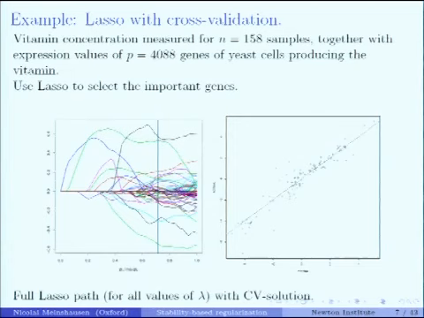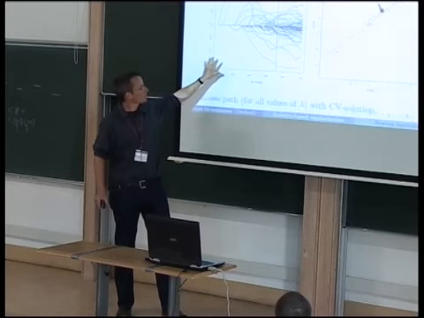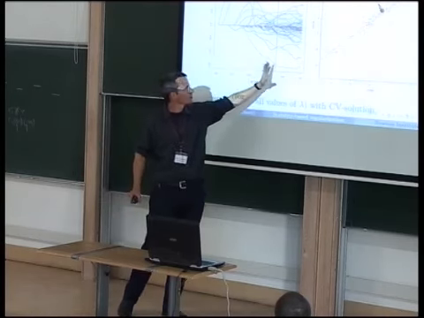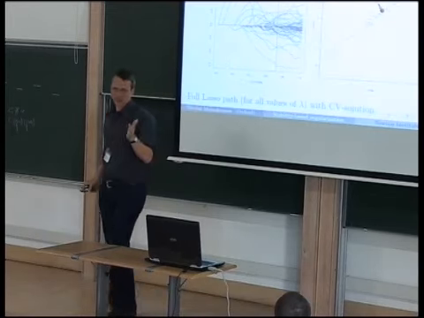And the goal there is to identify those variables which are responsible in some way for the vitamin expression. If you look at the lasso path, it looks like this in this case. So you start with the empty model, and you introduce more and more variables as you change the value of lambda. For a small value of lambda, you're at that end, and for a large value, you're here. And the line I'm showing here is the cross-validated solution.